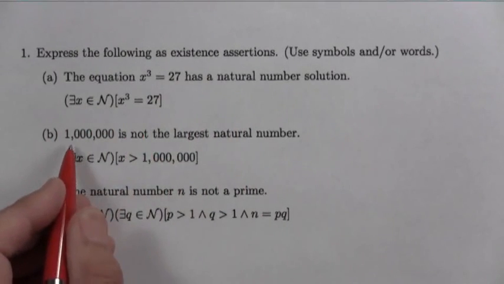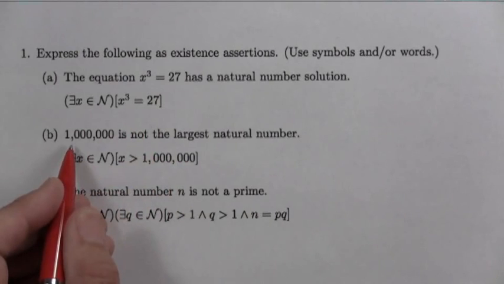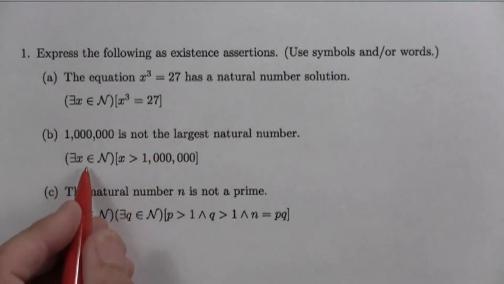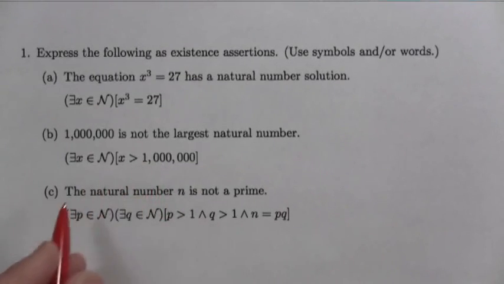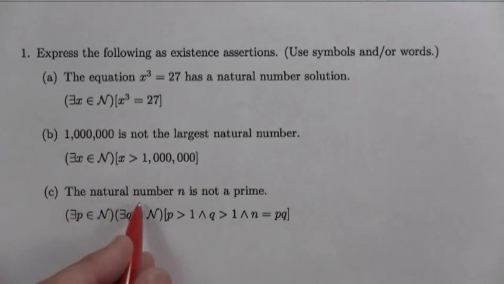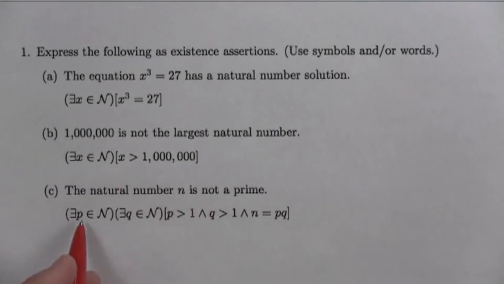For part B, a million is not the largest natural number. What I said was there is an x in N, there is a natural number x, which is bigger than a million. Part C, the natural number n is not prime.